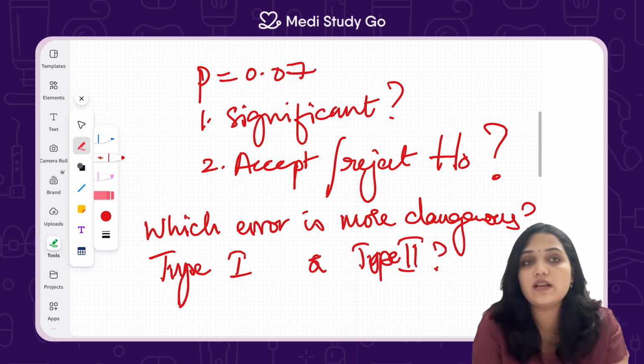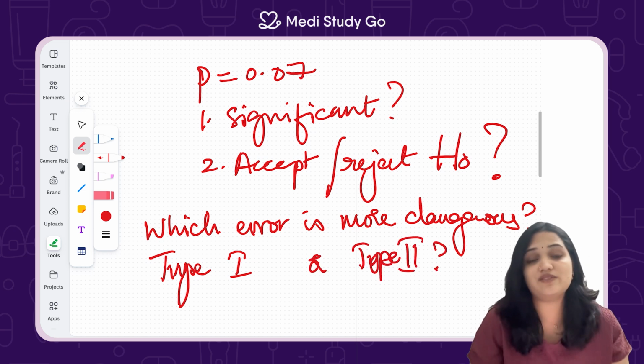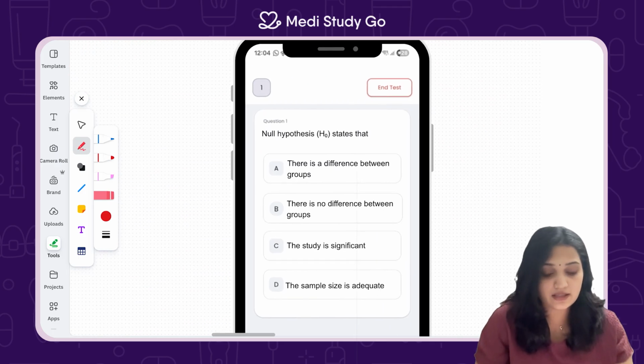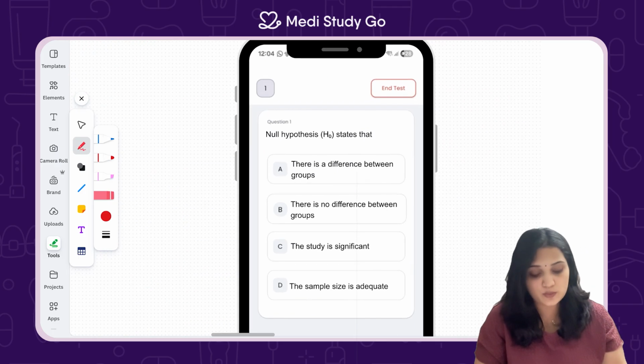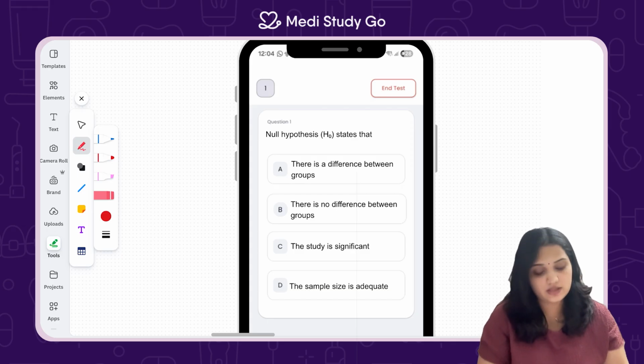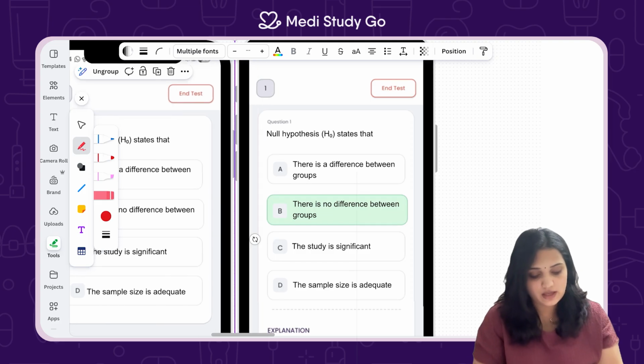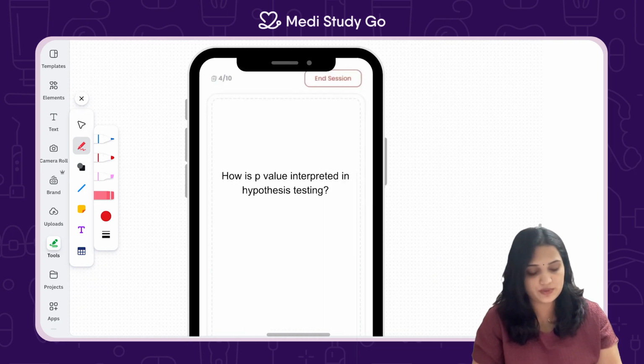Now let's also take a look at an MCQ and a flashcard from this topic. The null hypothesis states that A, there is a difference between groups. B, there is no difference between groups. C, the study is significant. D, the sample size is adequate. Answer is B, there is no difference between the groups.